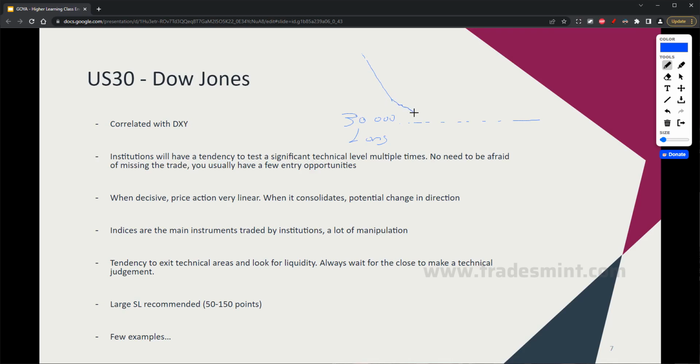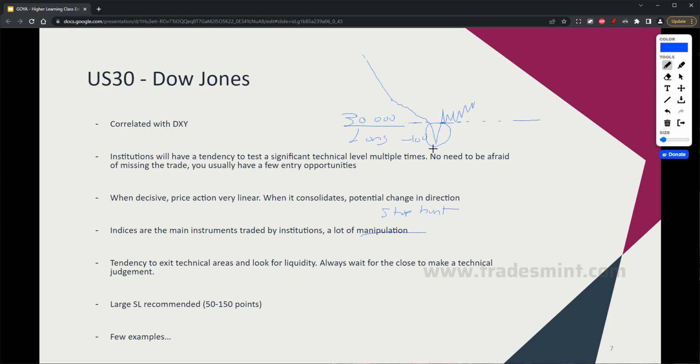So price is coming down, we get to the price and we leak below. Let's say we go 100 points below our 30,000 on the Dow Jones. And then right after, the market comes back up really quickly and stays above this line, above the support level. It means that this little wick or movement that we had below the support is a manipulation. It's a stop hunt.